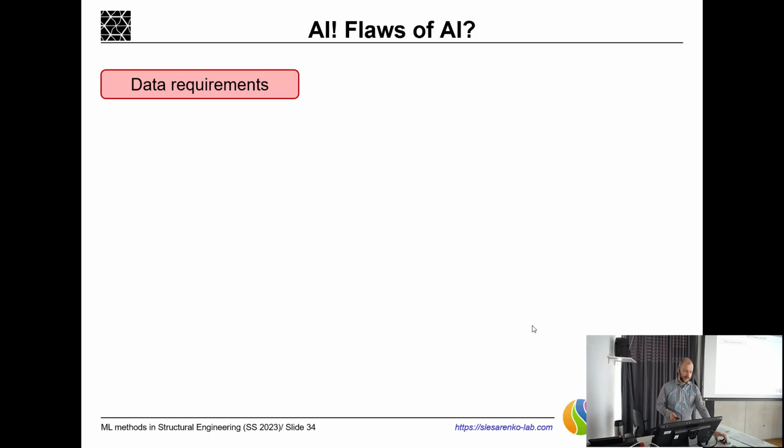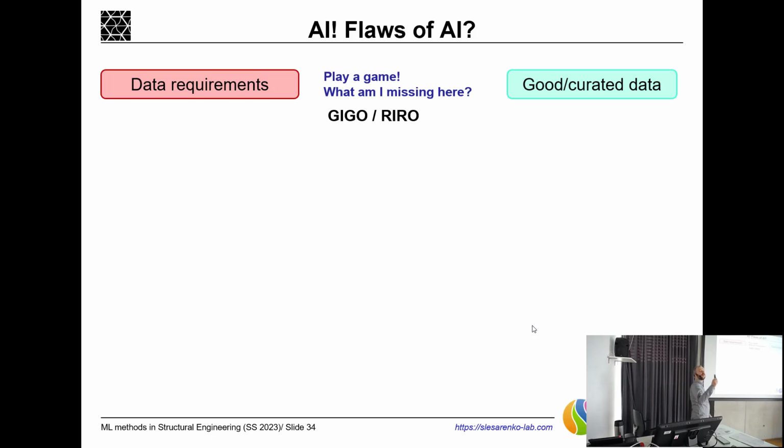First of all, AI requires a lot of data. And let's play a game. What am I missing here when I say that AI requires a lot of data? What is important? Exactly. Good data, curated data. And actually, that's why ChatGPT was basically frozen in the training process from, I think, September 2021. And then all data was curated and predictions were created by just regular human beings.